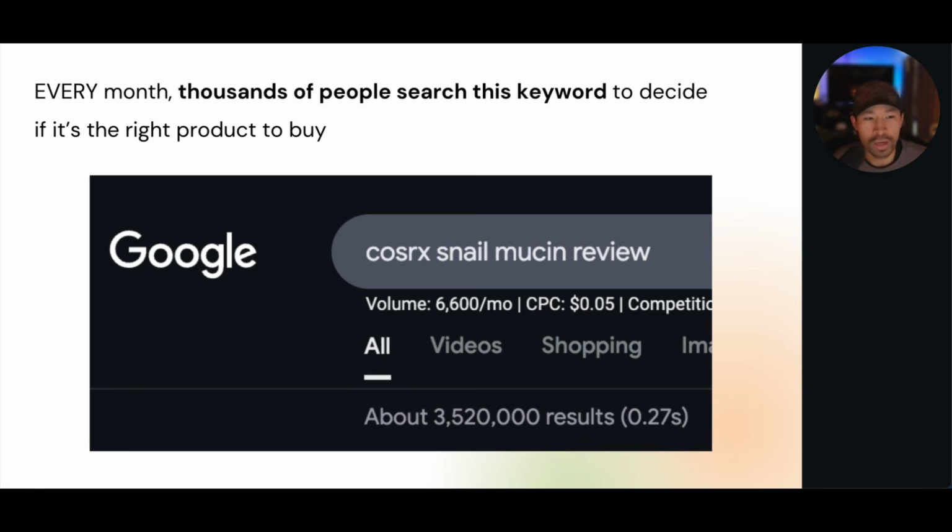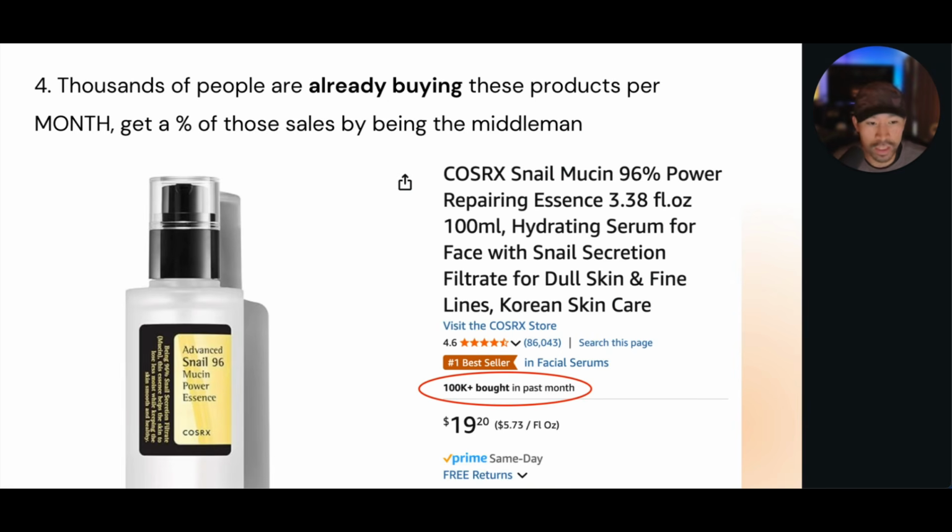to decide if this is the right product to buy. Now, going back to my point about top of funnel content versus bottom of funnel content, this would be bottom of funnel content. People who are looking up reviews, they already know the product that they're interested in. They just want to decide if it's right for them. And again, this has 6,600 people per month searching this keyword. And then if we go back to Amazon, there is proof that 100,000 people per month are buying the product.